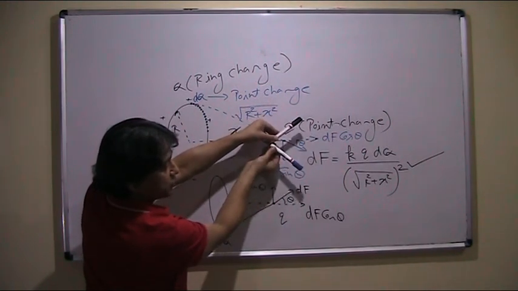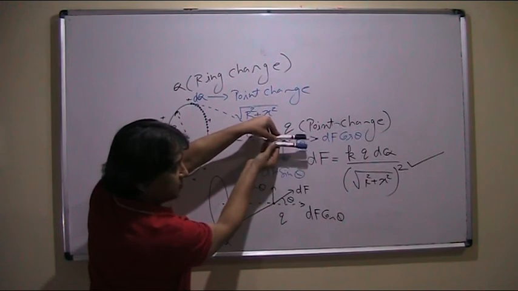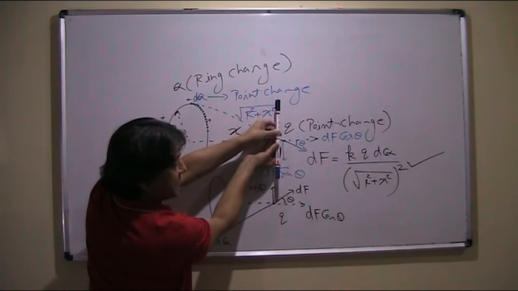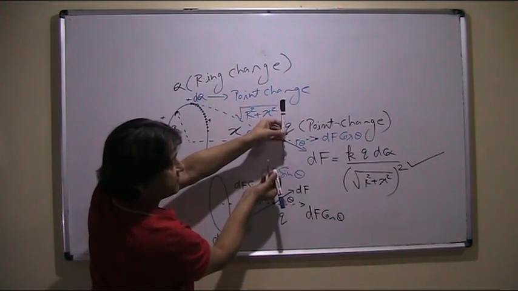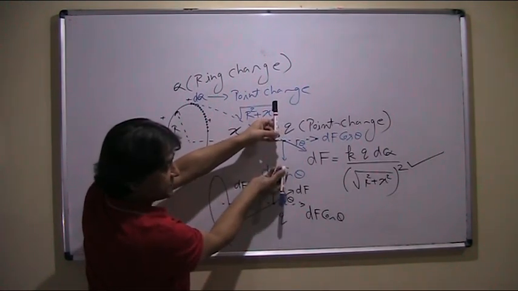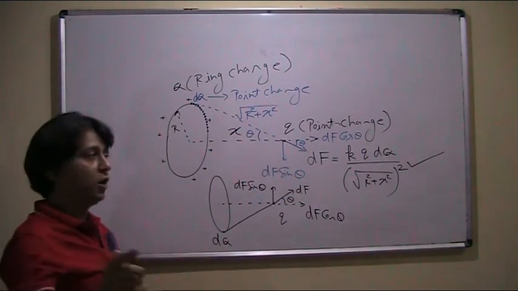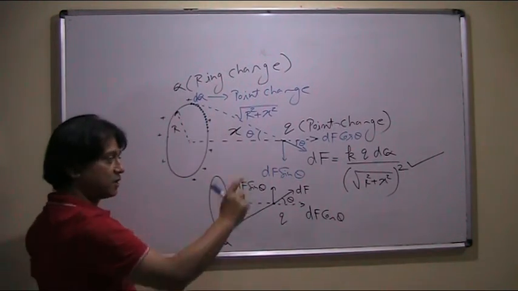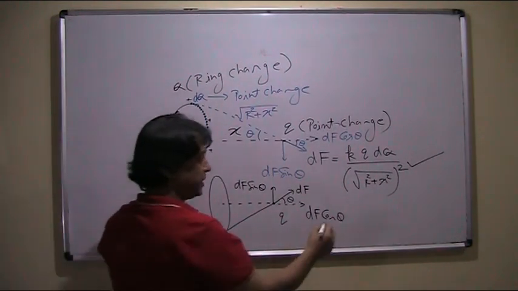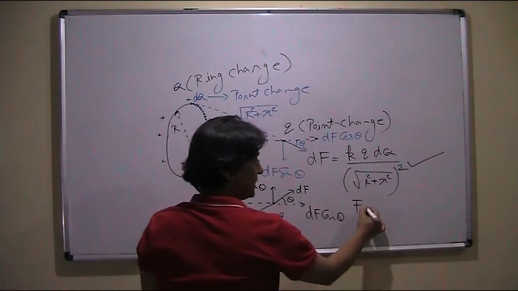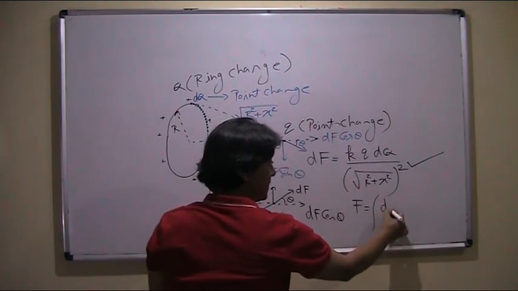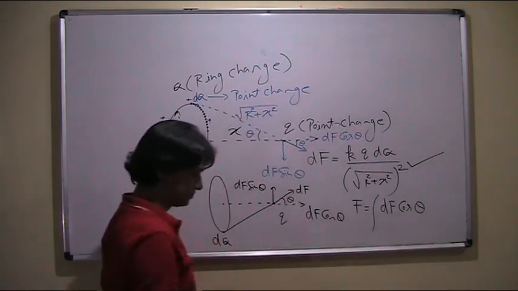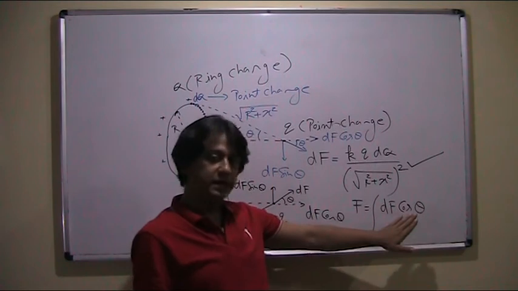Now these two forces, they are having their dF cos theta components along the axis, but their dF sin theta components are pointing exactly opposite, and therefore this dF sin theta cancels this dF sin theta. And this happens for all the point charges which are diametrically at the opposite end. And therefore we say that when you need force F, instead of integrating dF, you must integrate dF cos theta. What does it mean?